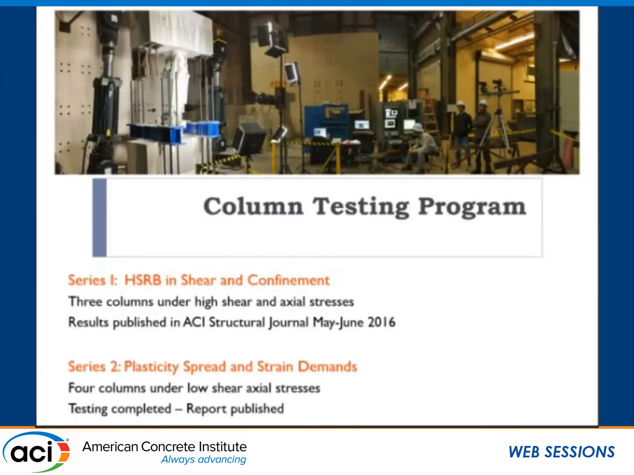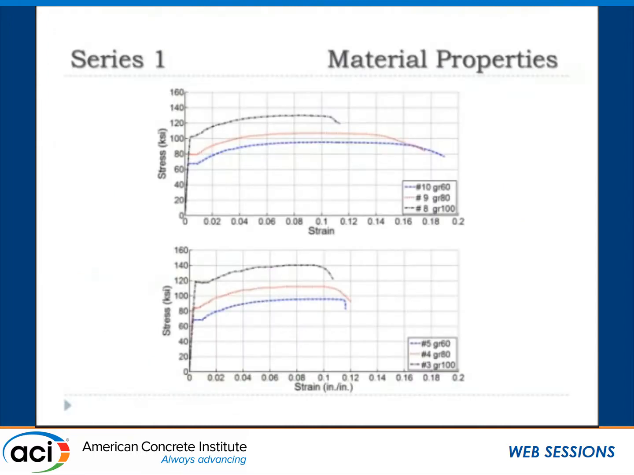So we went and put those bars in some column tests to look at what happened to them and how they actually behave in a few column tests. We did a series 1 with shear and confinement was what we're looking at, and series 2 looking at plasticity spread. The steel in series 1, grade 60, 80, 100. This is the longitudinal bars, transverse bars.